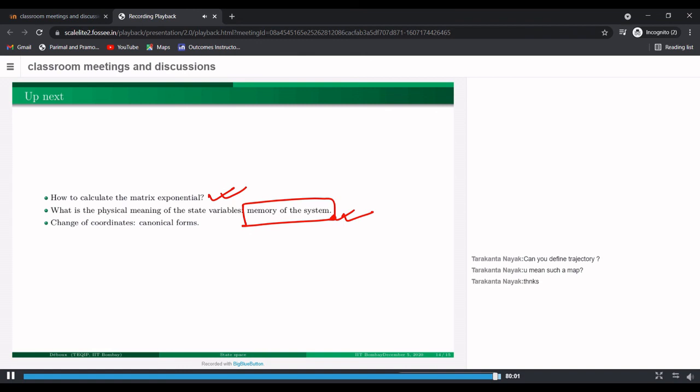And then we'll see how change of coordinates actually helps us in getting not only the matrix exponential in a much easier manner, but also lets us do all sorts of things, as we'll see later on, perhaps, like how pole placement, controllability, all these things, how these canonical forms really help us, and how canonical forms actually are a manifestation of change of coordinates.